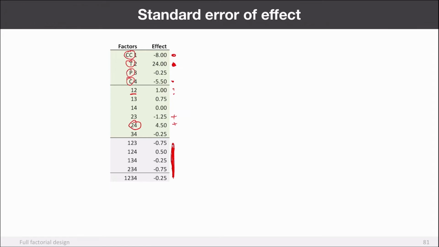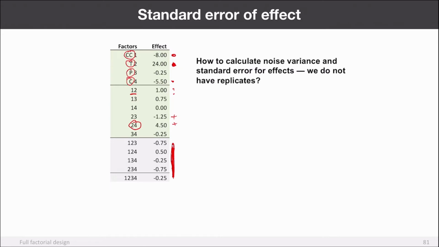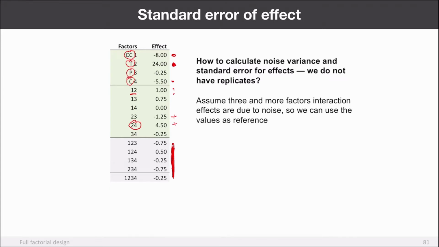Okay. Now let's do the analysis. And first of all, how to calculate the standard error. You remember that in the previous example, we had replicates, and we used replicate runs to estimate standard error. We simply took a variance: for every trial, we have 2 runs, and we took the variance of the outcomes of these 2 runs to estimate the standard error. But in this case, we don't have replicates. How to calculate standard error in this case? How to calculate the variance of noise?